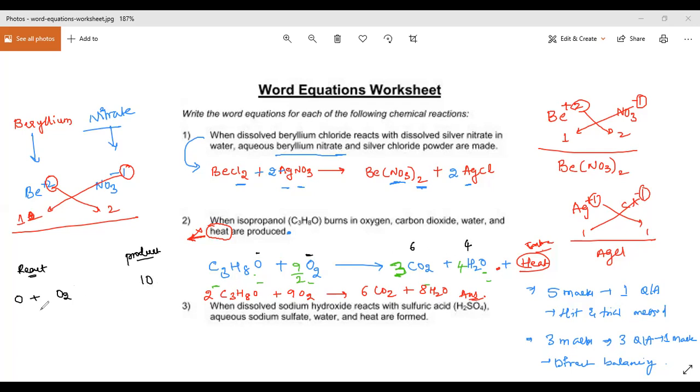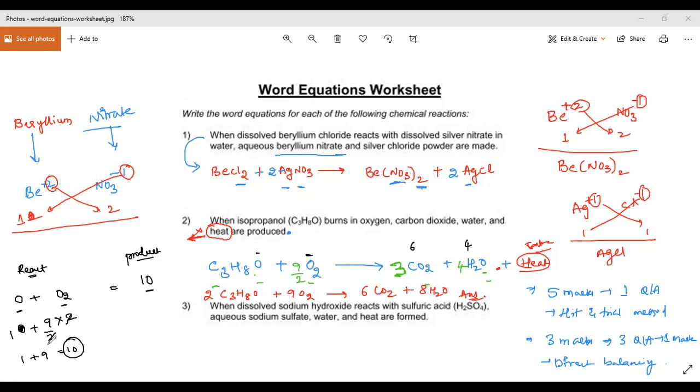How to equate this 10 to this? Here only one is there, here two are there. You have to equate these as 10. How to equate these as 10? Two oxygens are there in O2. Here one oxygen is there. If you take 9 divided by 2, this two will cancel out each other. So 1 plus 9 will come, which is equal to 10.